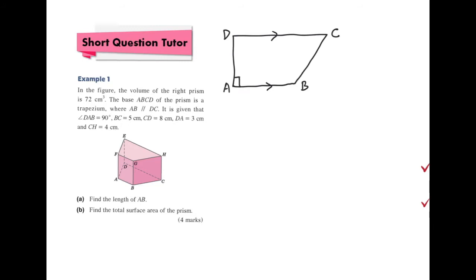Then mark the additional information on the figure. BC is 5 cm, CD is 8 cm, and DA is 3 cm. Note that CH is not part of the trapezium. We have to find the length of AB, so we let AB be x cm.